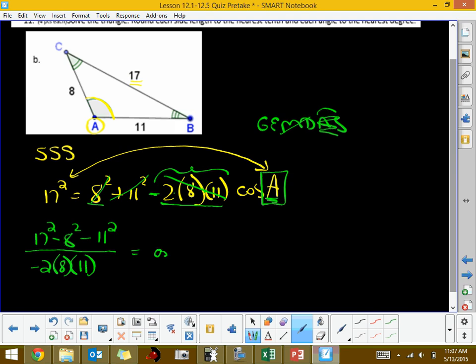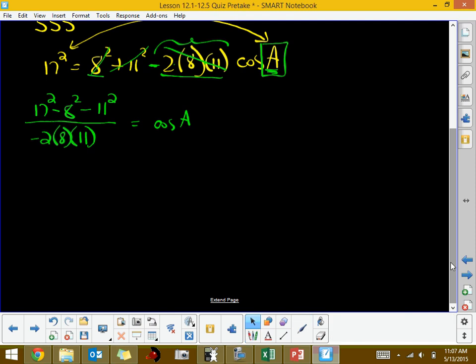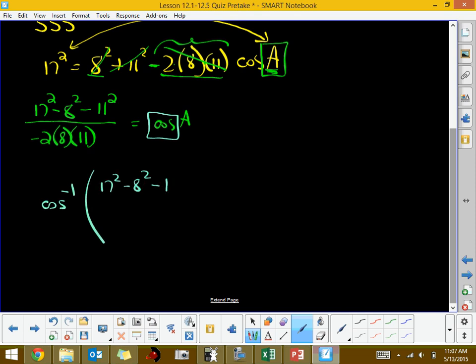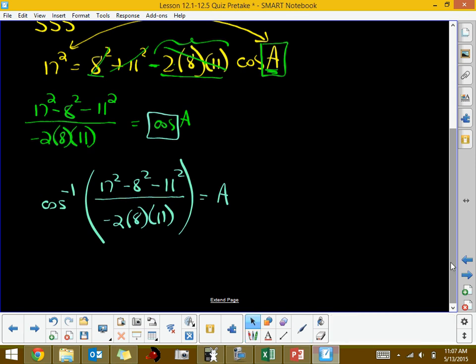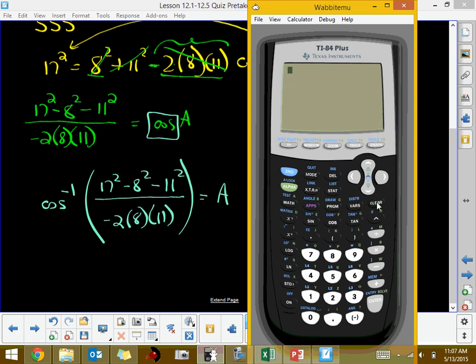So that's equal to the cosine of A. I've run out of room, so I'll drop it down here and write it again. To get rid of a cosine, we have to do the inverse cosine. So our calculation is the inverse cosine of 17 squared minus 8 squared minus 11 squared, all divided by negative 2 times 8 times 11. That will be the measurement of angle A. We can run this calculation all in one line, or you can break it up. Be careful if you break it up, though, because some people mess up their order of operations.